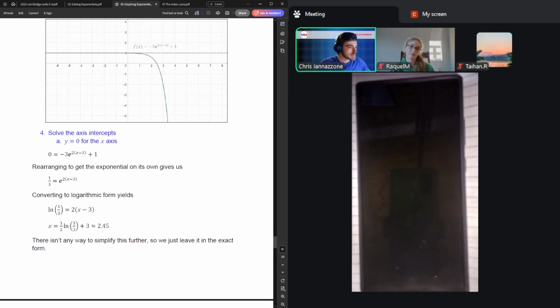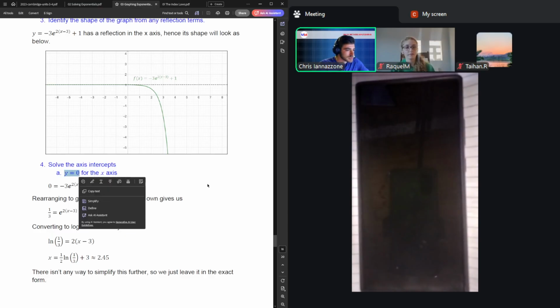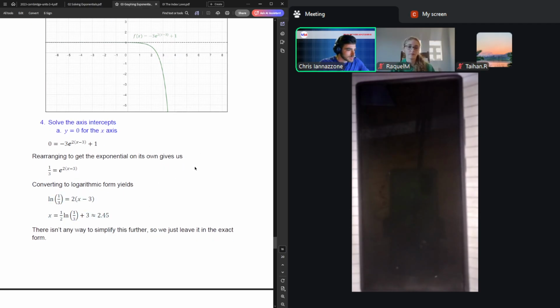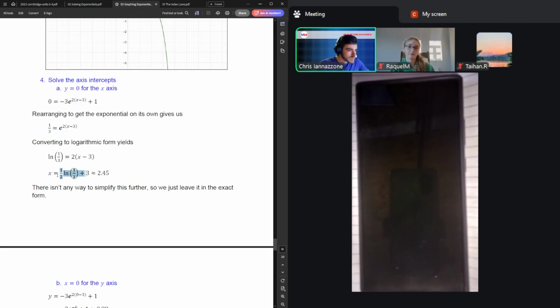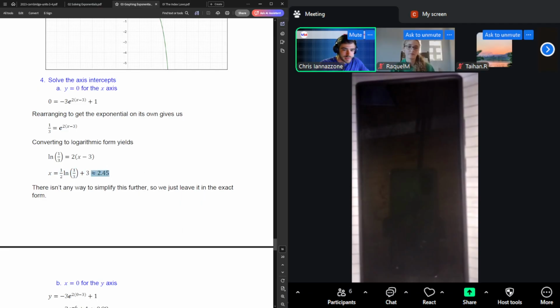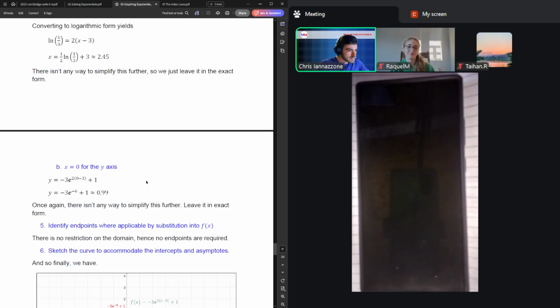Next up, axes intercepts. So the same as always, y equals 0 for x intercepts and x equals 0 for y intercepts. This is logarithms, so take it with a bit of a grain of salt for now. Basically, you sub in your y equals 0, get the exponential bit on its own, do a fancy conversion, and then from there it's just basic get x on its own at that point. You'll have a nasty looking answer, but yeah.